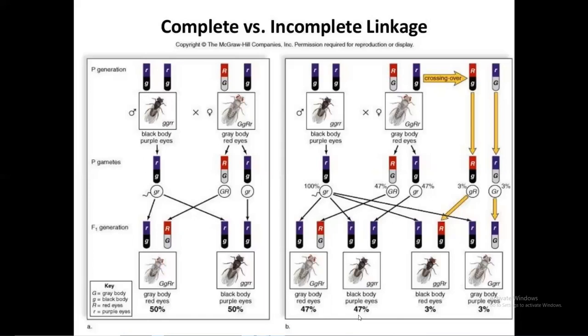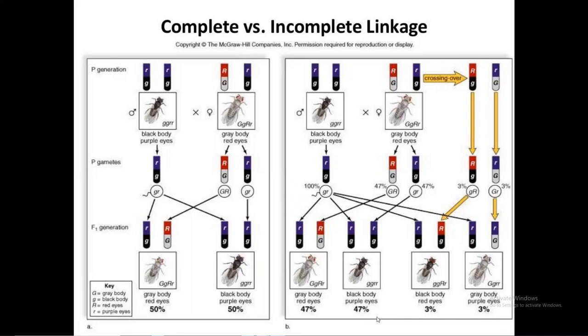Is this cross following the 9:3:3:1 ratio? Yes or no? Just tell me yes or no. No, ma'am, it is not following. Okay. Why is it not following? Because there is a linkage.